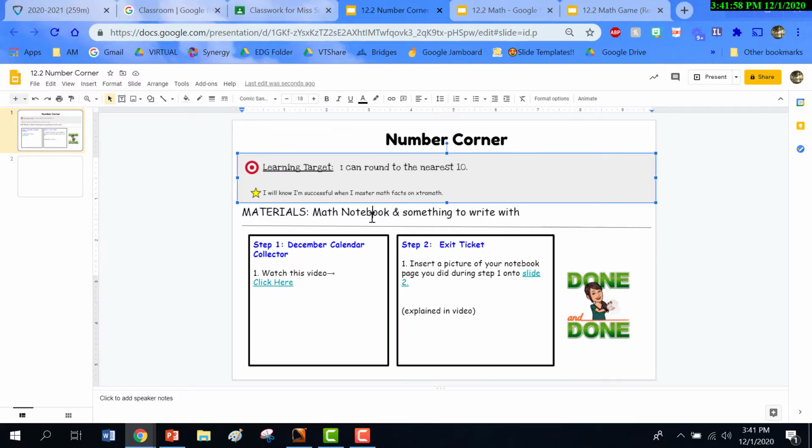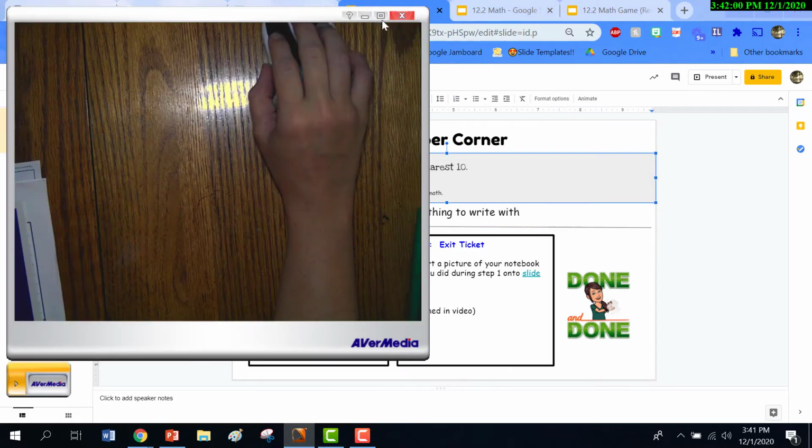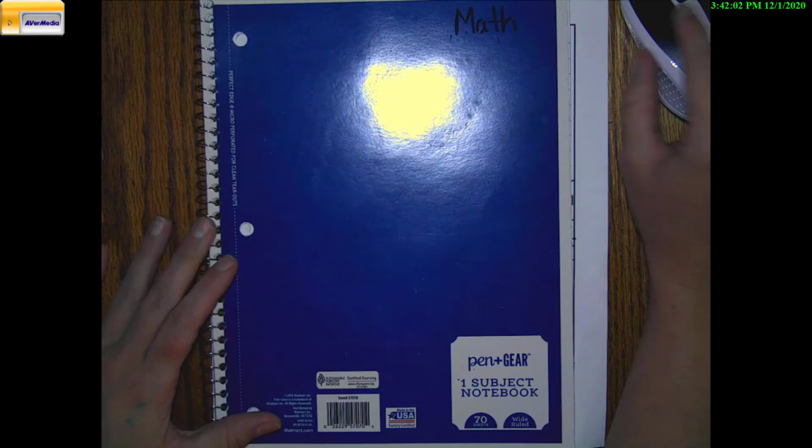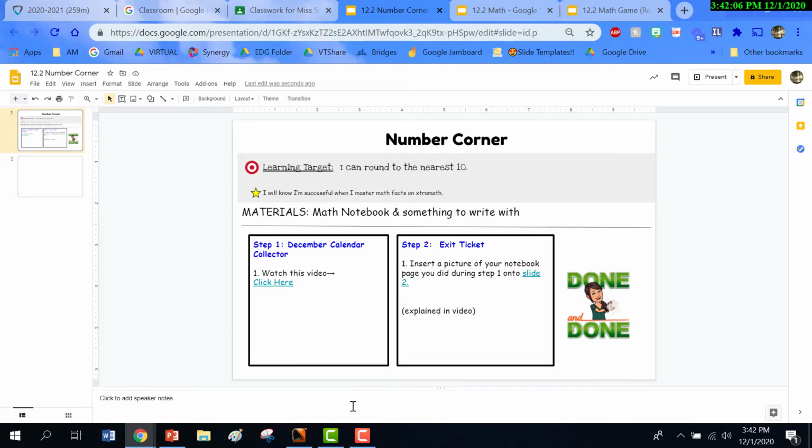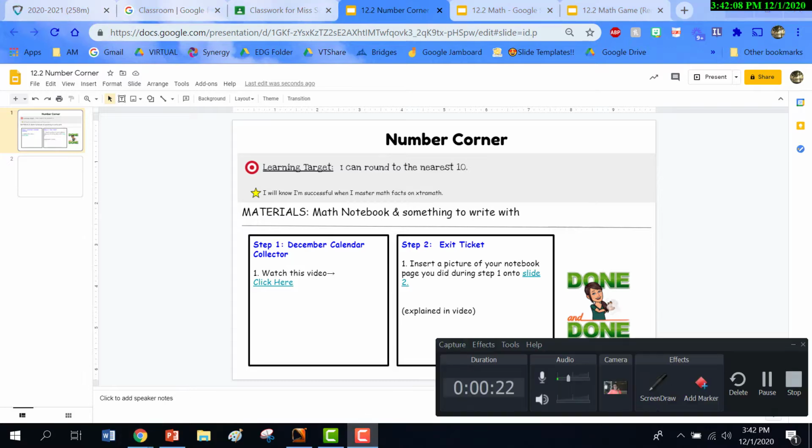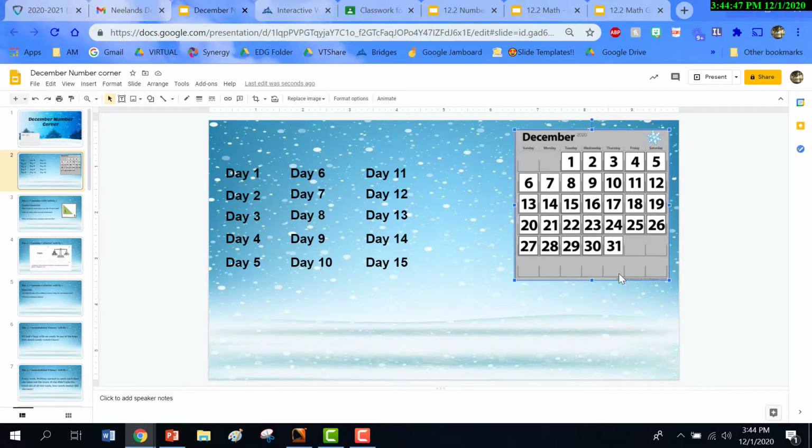So what you're going to need for today is your math notebook and something to write with. Remember, your math notebook looks like this, and something to write with. Pause the video while you go get those materials. You absolutely will need them. It's absolutely your exit ticket. Go ahead and go.